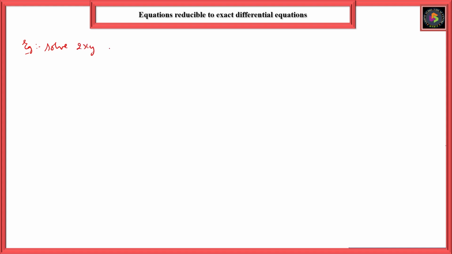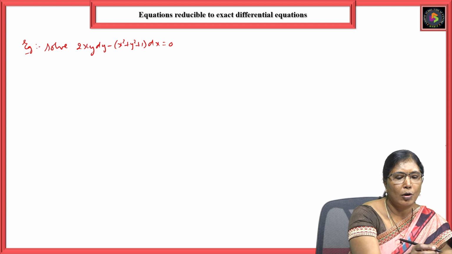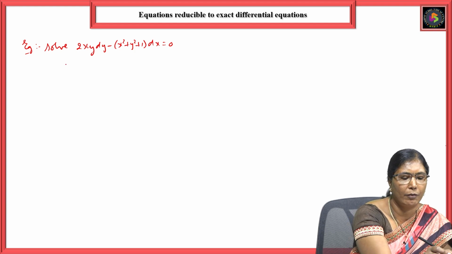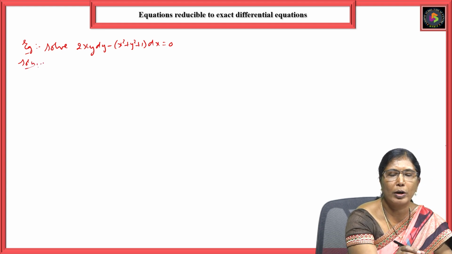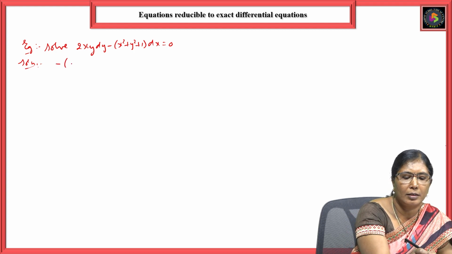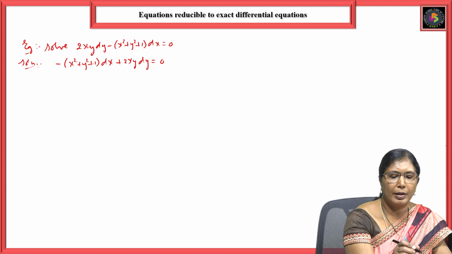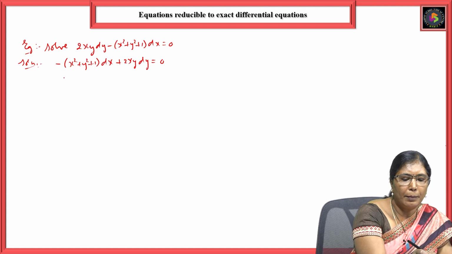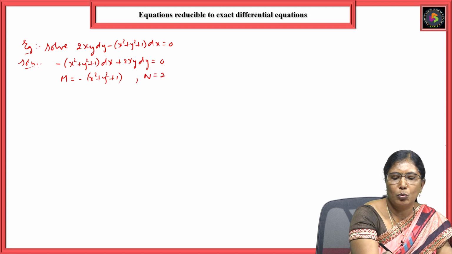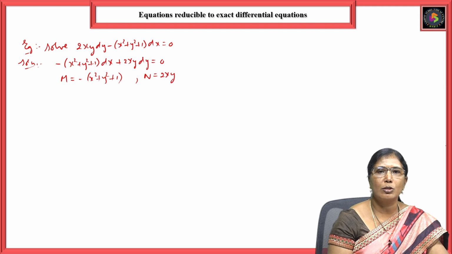Solve 2xy dy minus (x square plus y square plus 1) dx is equal to 0. Now you should compare this to the form M dx plus N dy. So write it in the form of M dx plus N dy: minus (x square plus y square plus 1) dx plus 2xy dy is equal to 0. Here M is minus (x square plus y square plus 1) and N is 2xy. M is the coefficient of dx and N is the coefficient of dy.